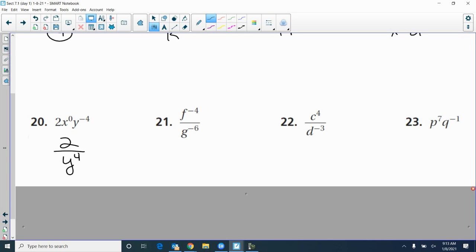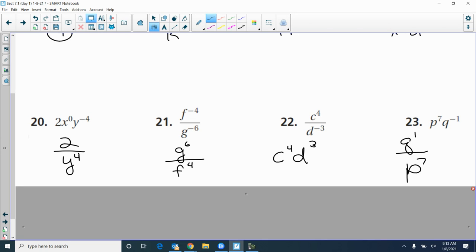Oh, 21. Getting cray. Jordan. It would be g to the 6 over f to the 4. Good. They both flip spots because they're both negative, so they just flip. Christian? It would be c to the 4th and d to the 3rd. Preston, how about 23? Would it be q over q, 1 over p to the 7th? Oh, absolutely not.